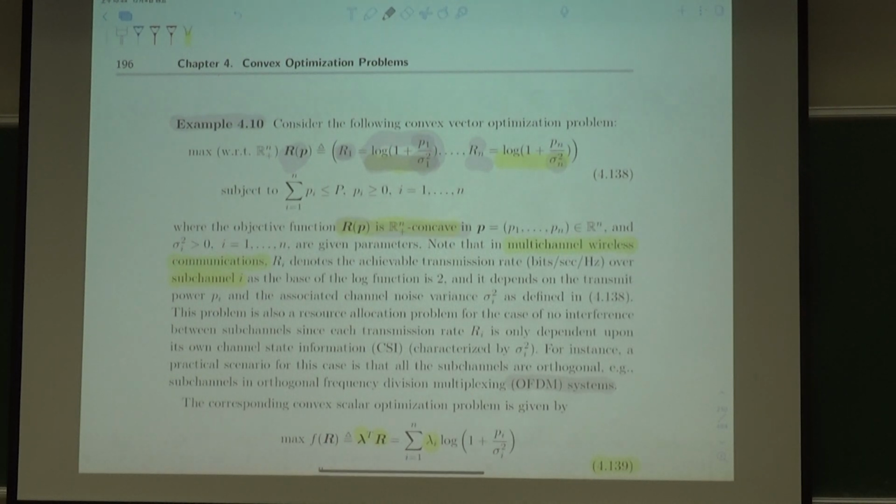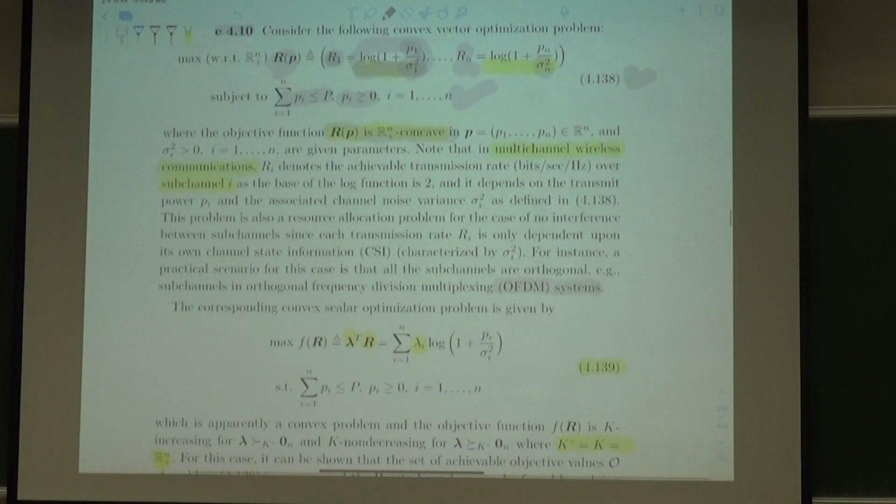So for this problem, the constraint is a linear inequality. P1 represents the power for user 1 or subchannel 1. So this is a convex constraint, right? A linear inequality is convex. So this is a convex problem.